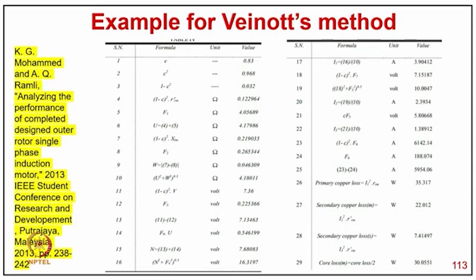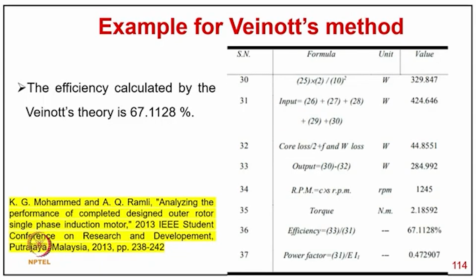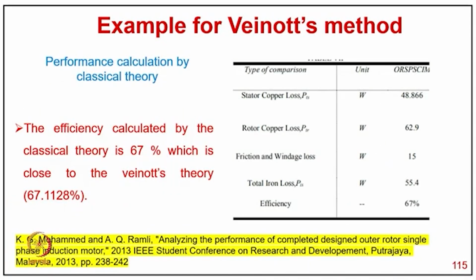Here all the formulas are given with the calculated values, putting the values in the formulas for this V-nut method. As you can see here, the power factor and efficiency are all calculated for that half HP motor, whose specification is taken from this paper. And the total losses: stator and rotor copper loss, windage loss, total iron loss, and efficiency finally.